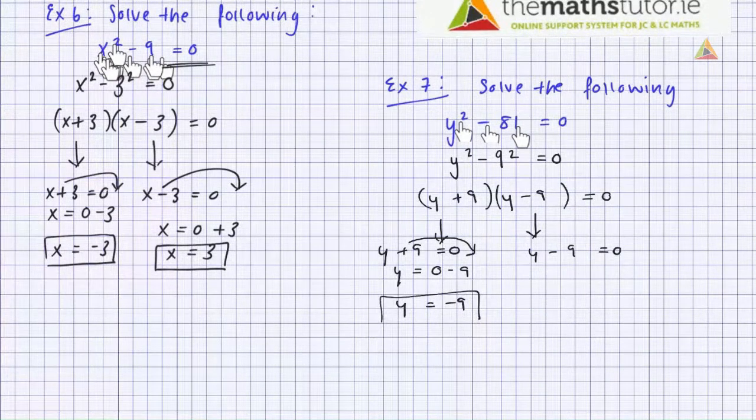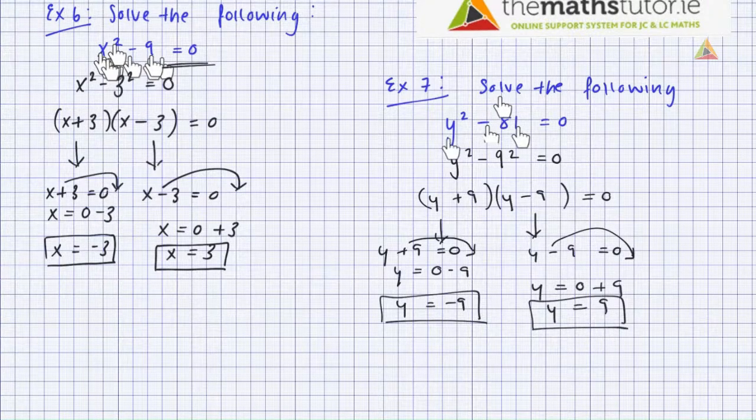That's one solution. And then the other one, we're going to bring minus 9 over beside the 0. So y is equal to 0 plus 9. So y is equal to 9. So there are your two solutions. So they're done the exact same way. Just be careful when it says to solve, it means get values for this letter, whatever the letter is.